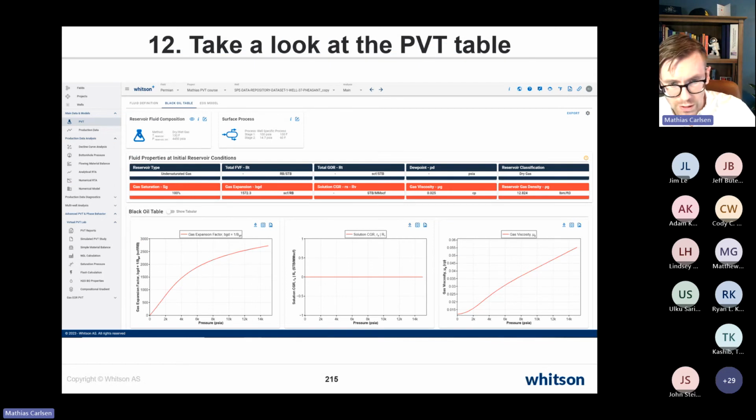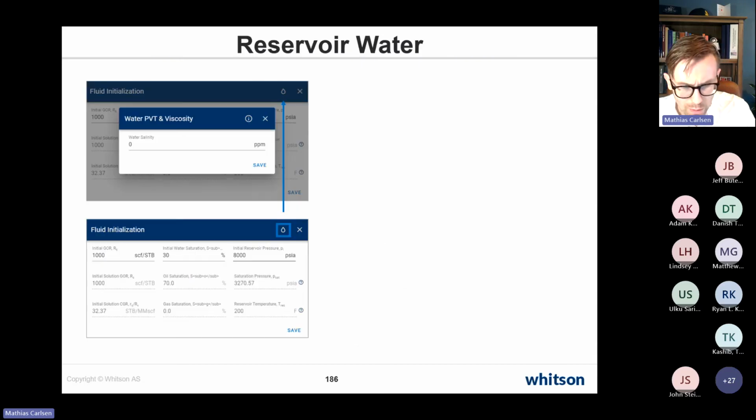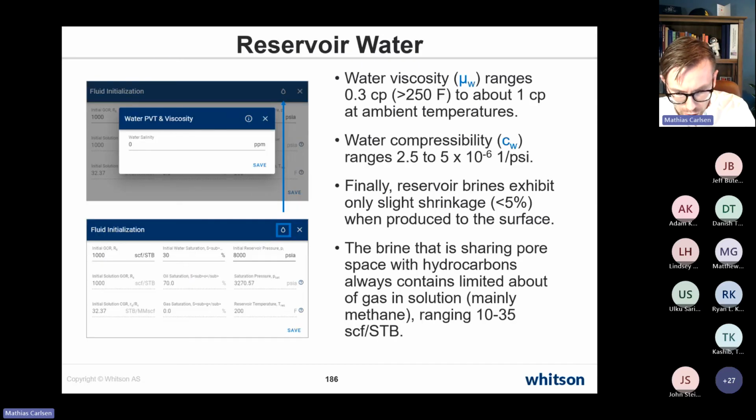It talks about separator oil shrinkage. It also talks about some more advanced topics related to PVT extrapolation. It talks about compositional tracking, what's unique for shale PVT, etc. One last thing that I wanted to talk about is where you actually change reservoir water in the software.